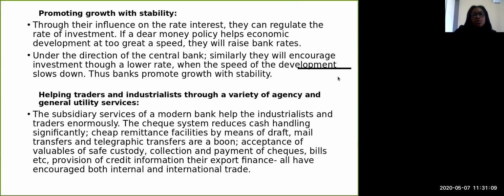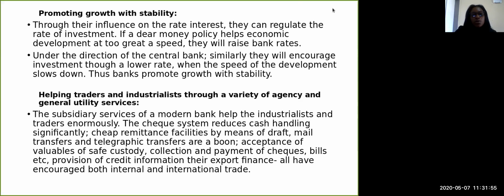The next is promoting growth with stability. Through their influence on the rate of interest, they can regulate the rate of investment. If a dear money policy helps economic development at too great a speed, they will raise bank rates under the direction of the central bank. Similarly, they will encourage investments at a lower rate when the speed of development slows down. Thus, banks promote growth with stability.